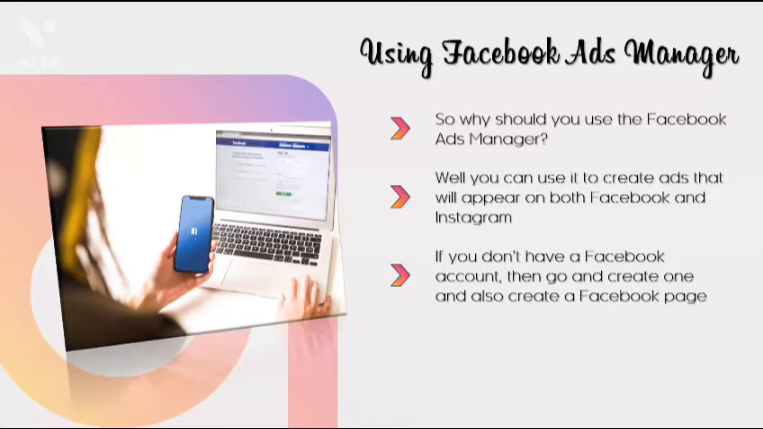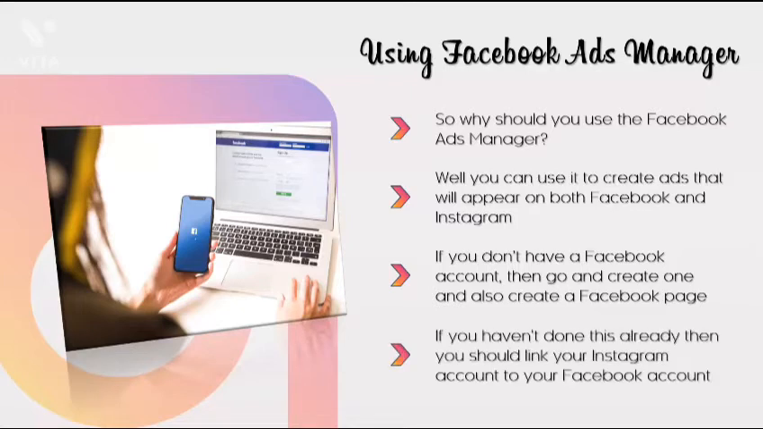You will need to add some details about your business and ensure that you complete all of the required fields. If you haven't done this already, then you should link your Instagram account to your Facebook account. Just go to the Business Manager in Facebook, select Business Settings, and you will see a menu on the left-hand side where you can select Instagram accounts. A new page will appear where you can add your Instagram account.